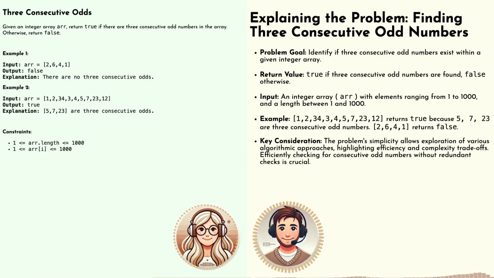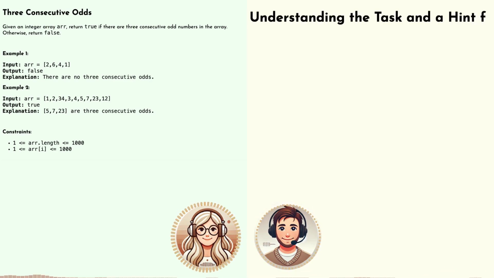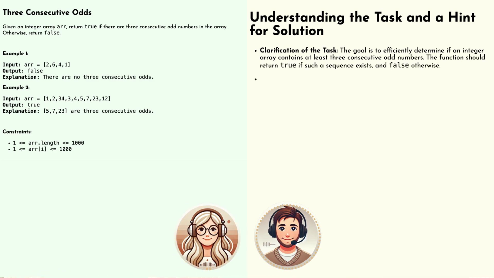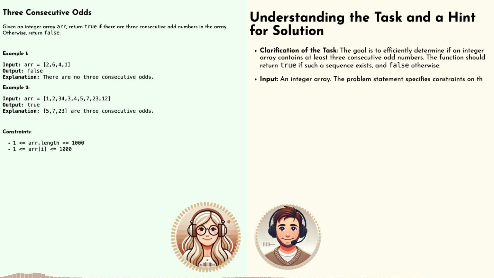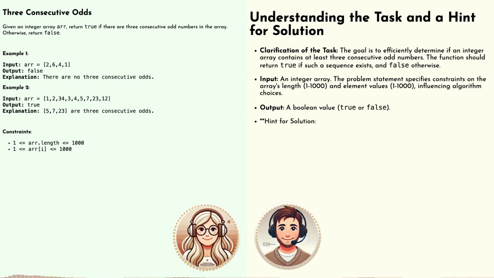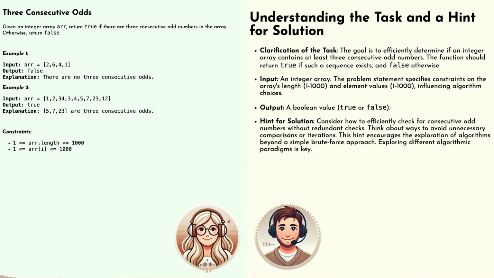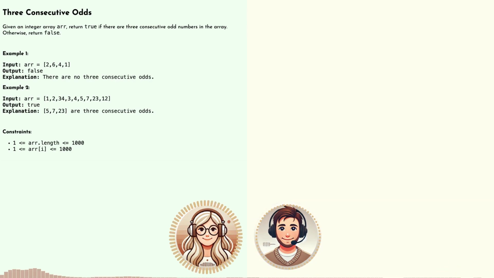So before we jump into all the different solutions, can you take a moment and explain the problem for our listeners? Sure. Imagine you're given a list of numbers. In coding, we call it an array. Your task is to figure out if there are three consecutive odd numbers hiding somewhere in that list. For example, if the array is 2, 5, 1, 7, 9, and 4, you would see that, yep, we have 5, 7, and 9. Three consecutive odd numbers. Perfect. So it's a little treasure hunt within a list of numbers.